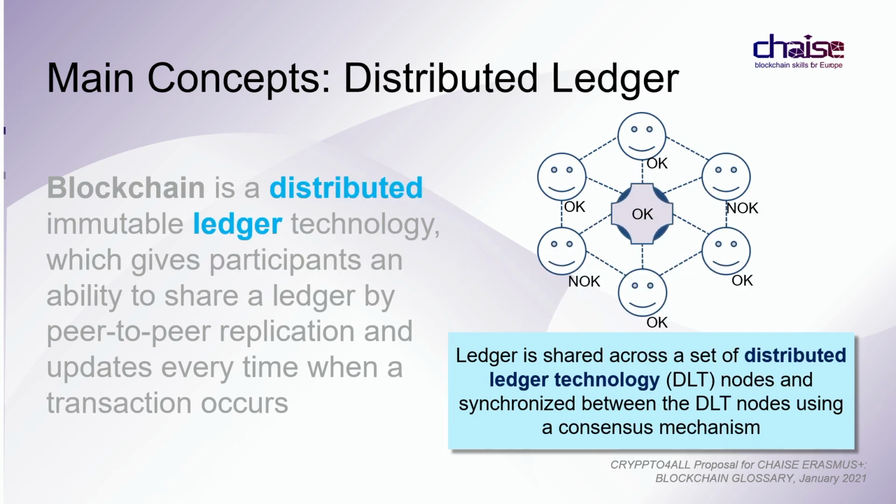Blockchain has a few key properties such as distribution, immutability, and decentralization. Blockchain manages the distributed ledger, which is a ledger shared across a set of distributed ledger technology nodes and synchronized between the distributed ledger technology nodes using a consensus mechanism.